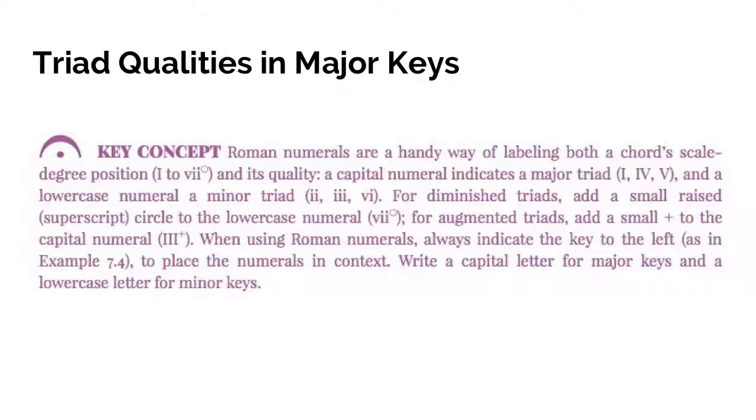So Roman numerals are super handy. You'll be getting to know Roman numerals very well. Roman numerals label both the chord's scale degree position, 1 to 7. You can see that here. And also whether it is a major triad or a minor triad. So capital Roman numerals, 1, 4, and 5 here, are examples of major ones. You can see small Roman numerals indicate minor triads.